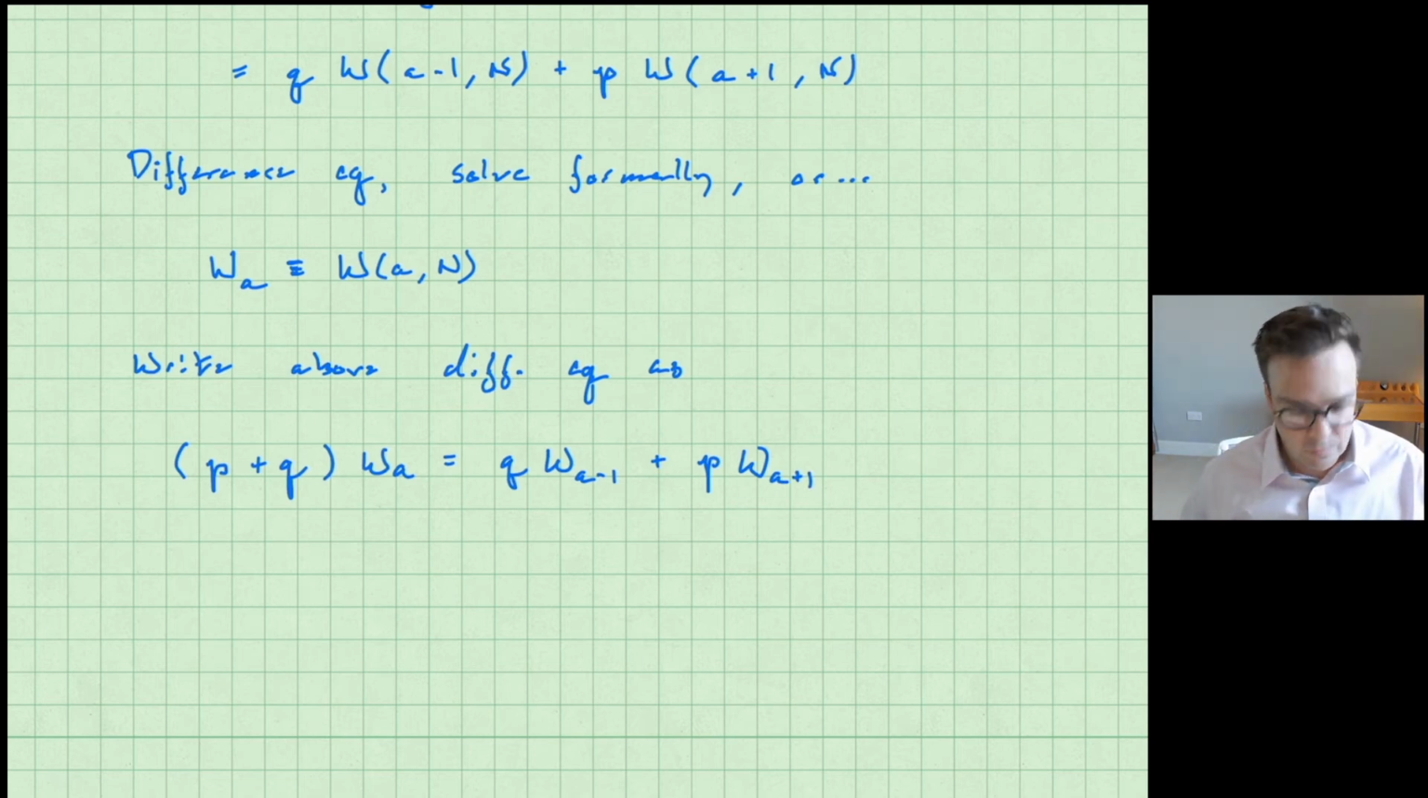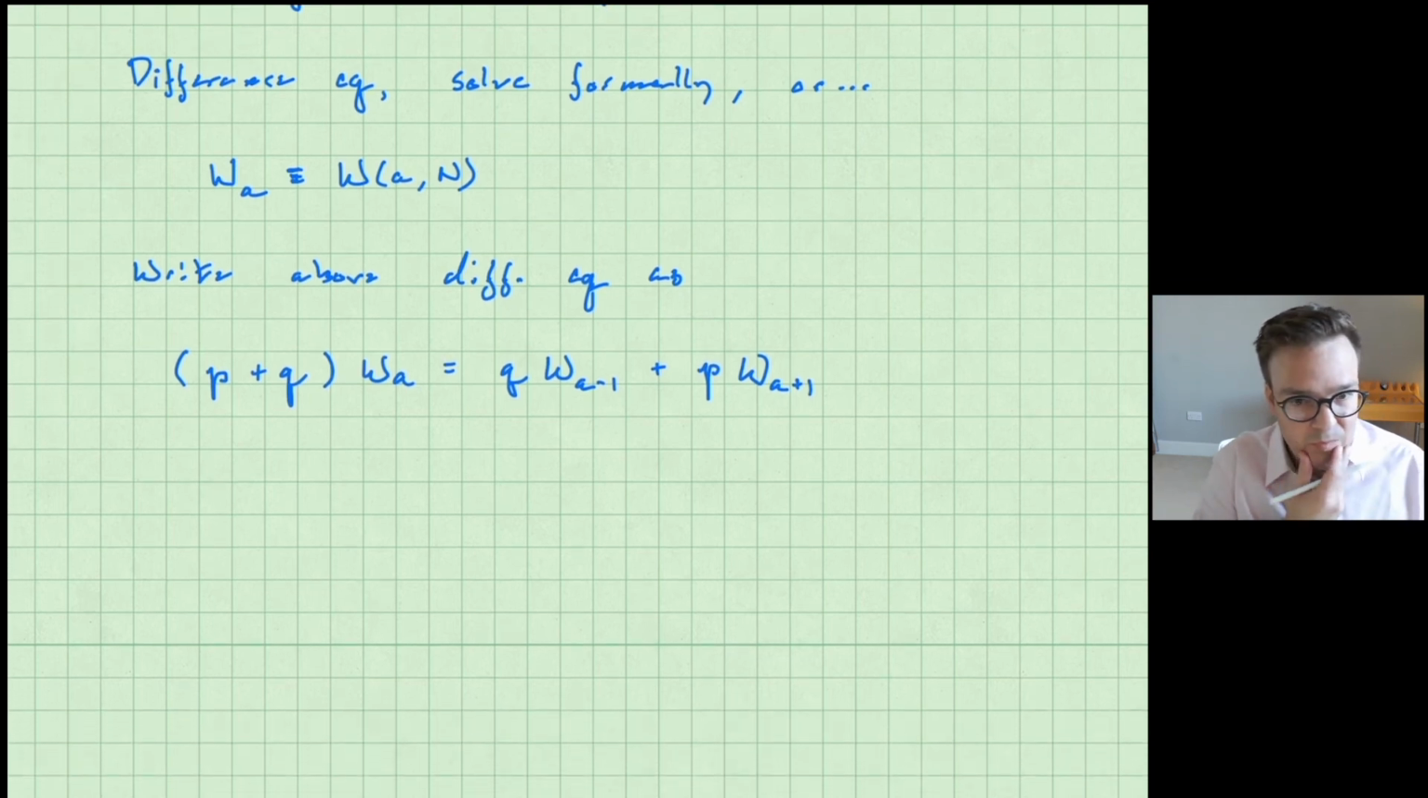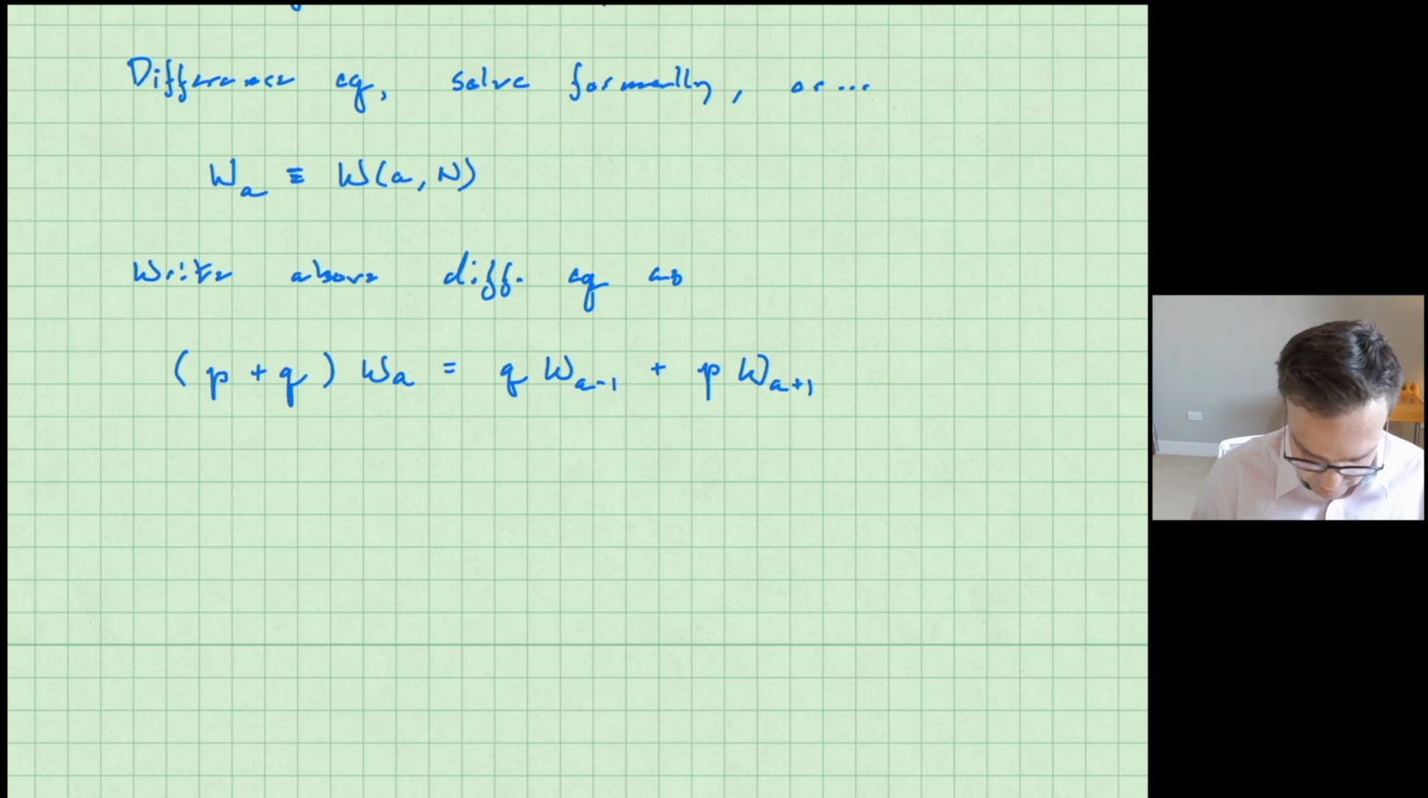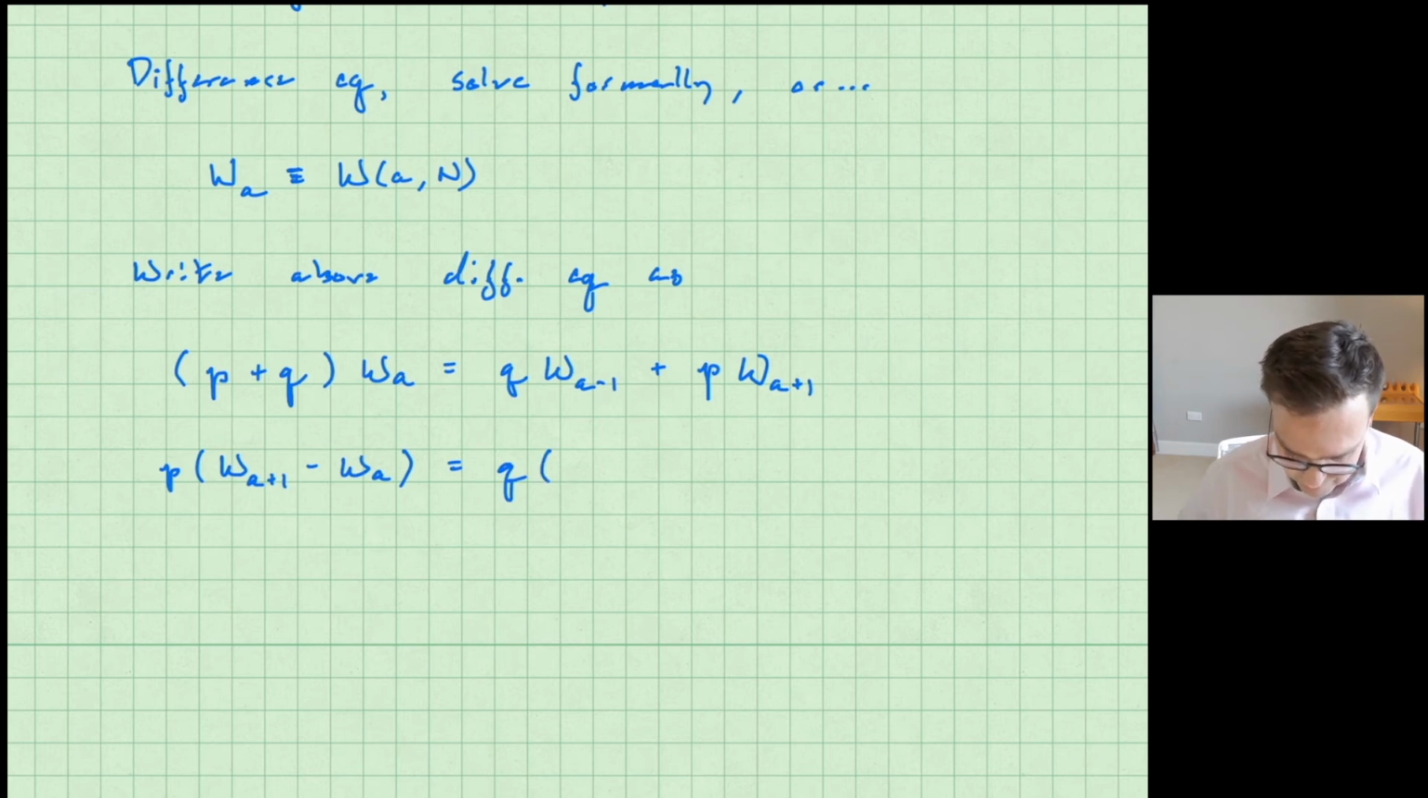All right, now we'll move things around a little bit, putting things multiplying P on the left-hand side and things multiplying Q on the right-hand side. So we've got P times W A plus 1 minus W A is equal to Q times W sub A minus W sub A minus 1. I've swapped what I mean by left and right there.